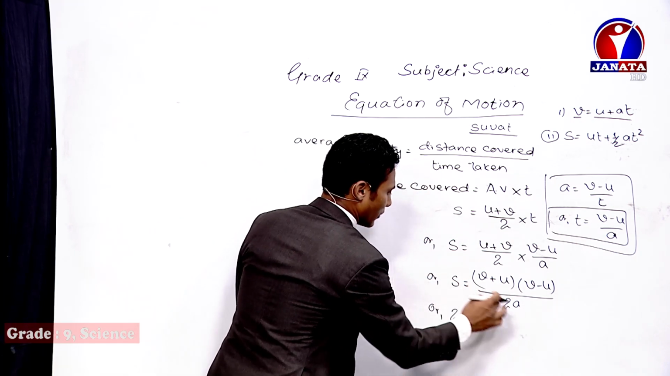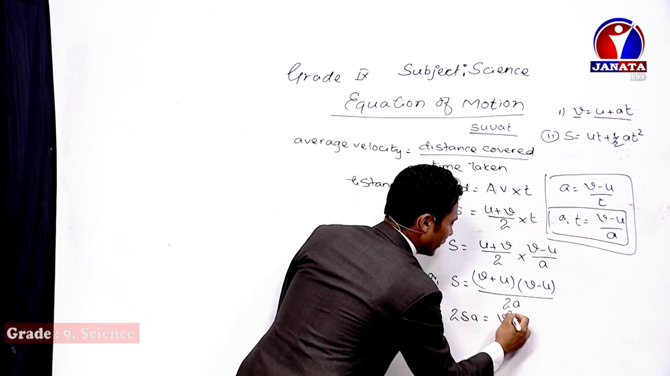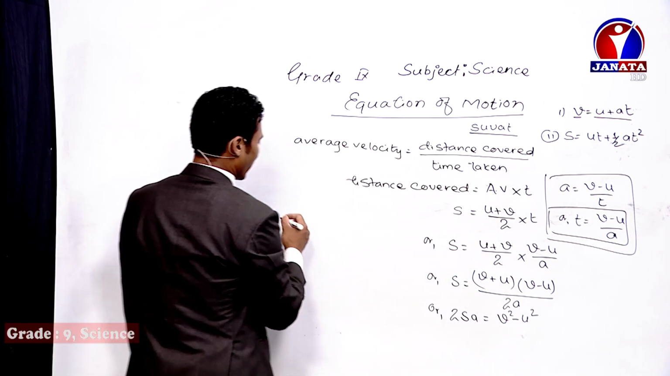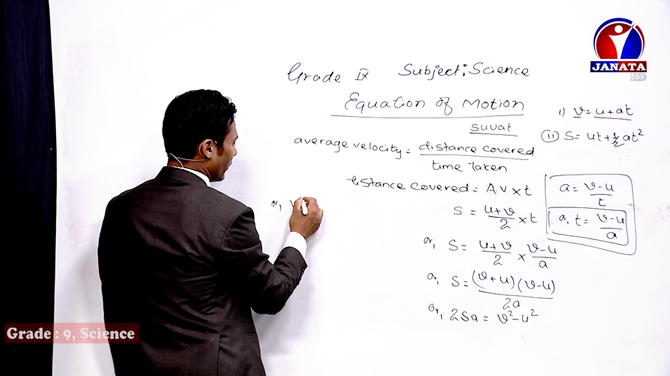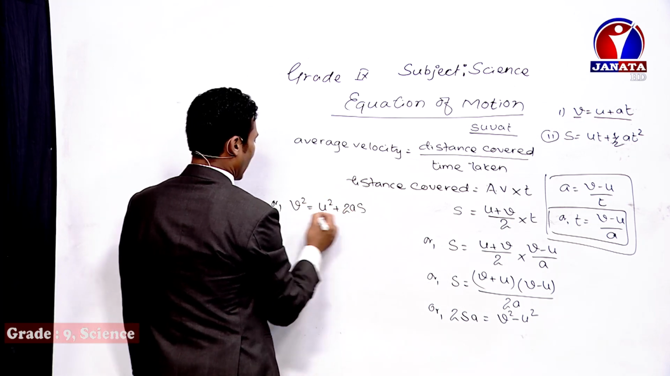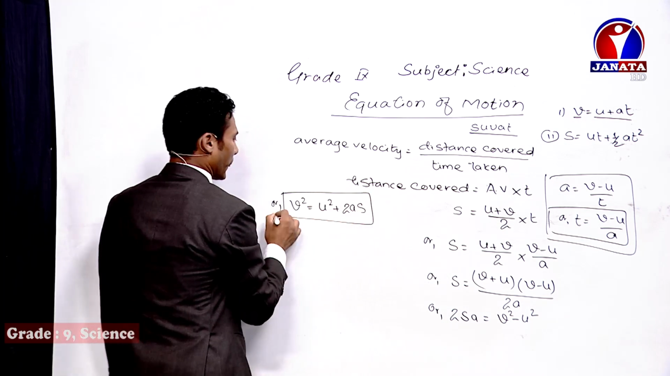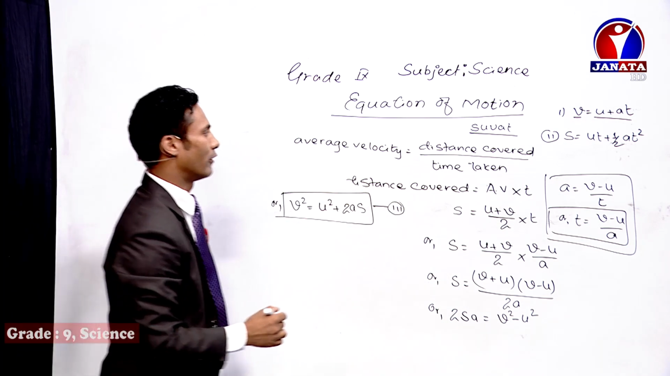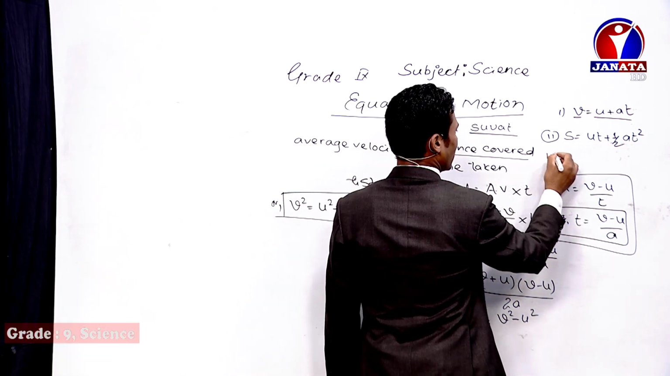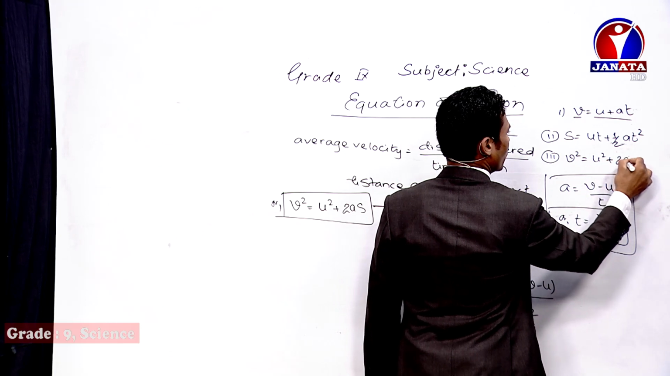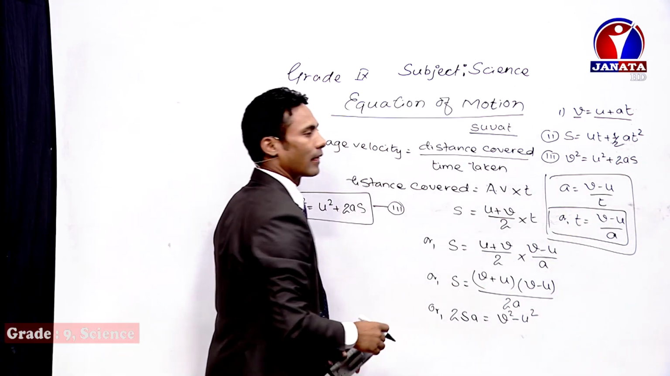So this one, cross multiplication, one equals v square minus u square. If you further simplify this, then we can write v square equals u square plus 2as. This is the third equation of motion. So let me write it down on the right hand side. This is v square equals u square plus 2as, the third equation.